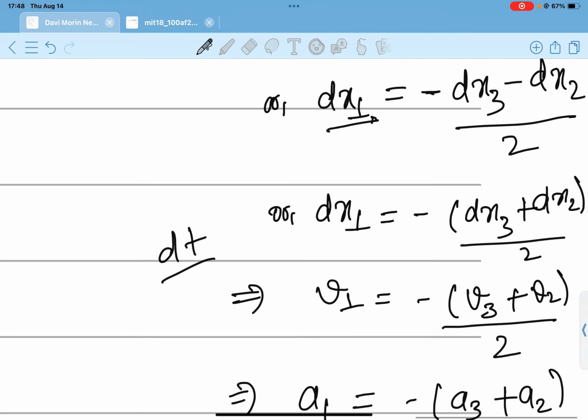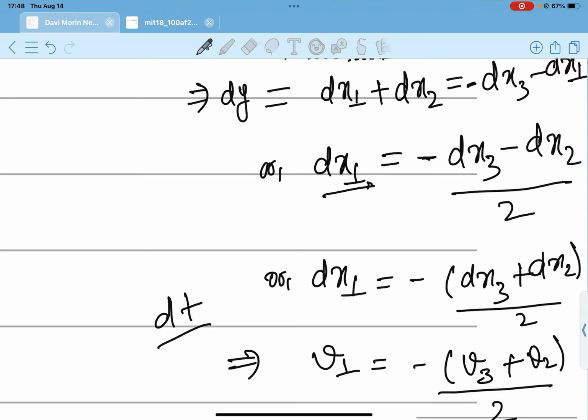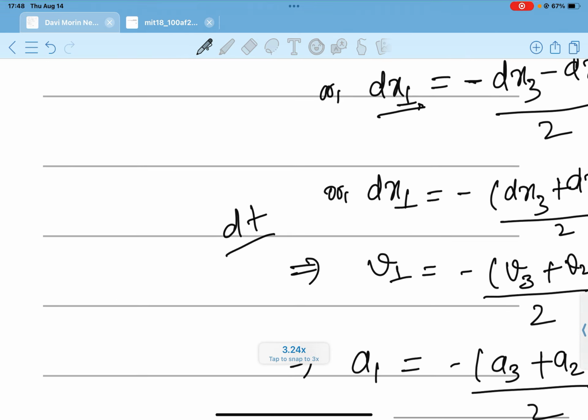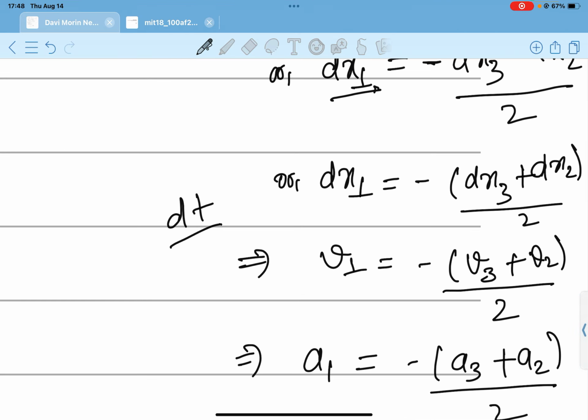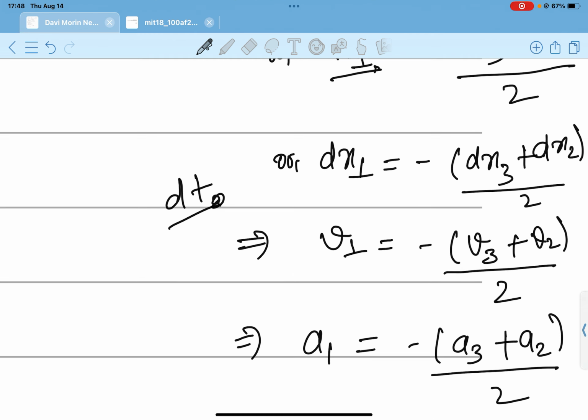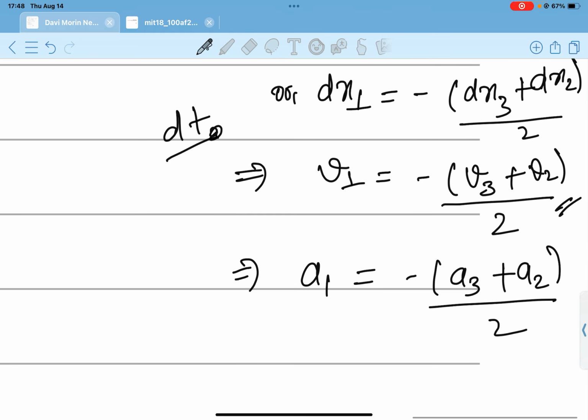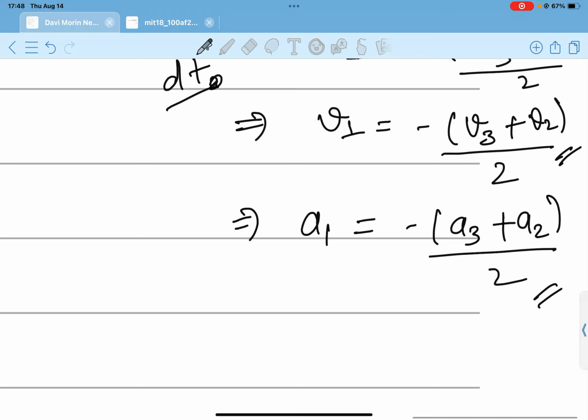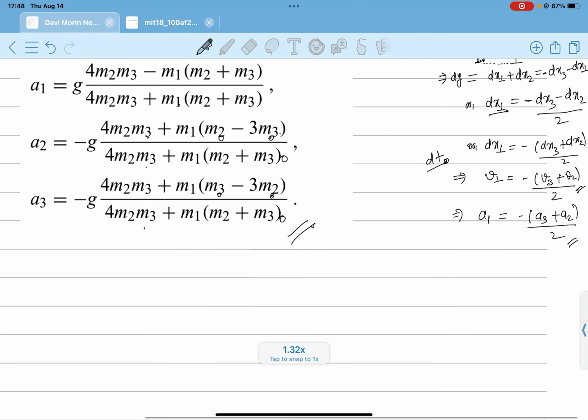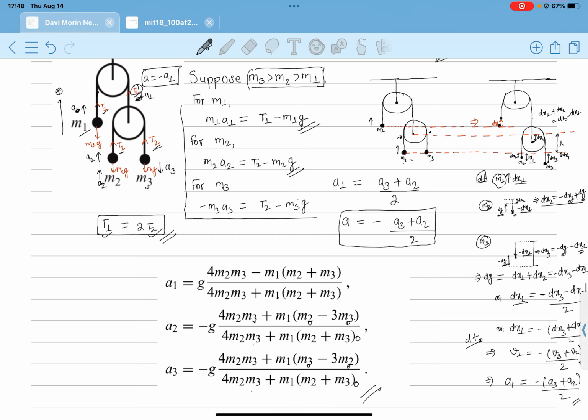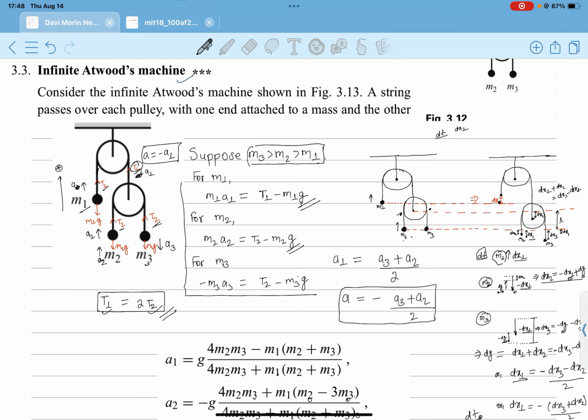Since we imagined the above scenario for a small instant of time dt, equivalently we can say their corresponding velocity relation is as follows. And by differentiating by dt on both sides, we get this required equation. So we have derived the relation between the accelerations.